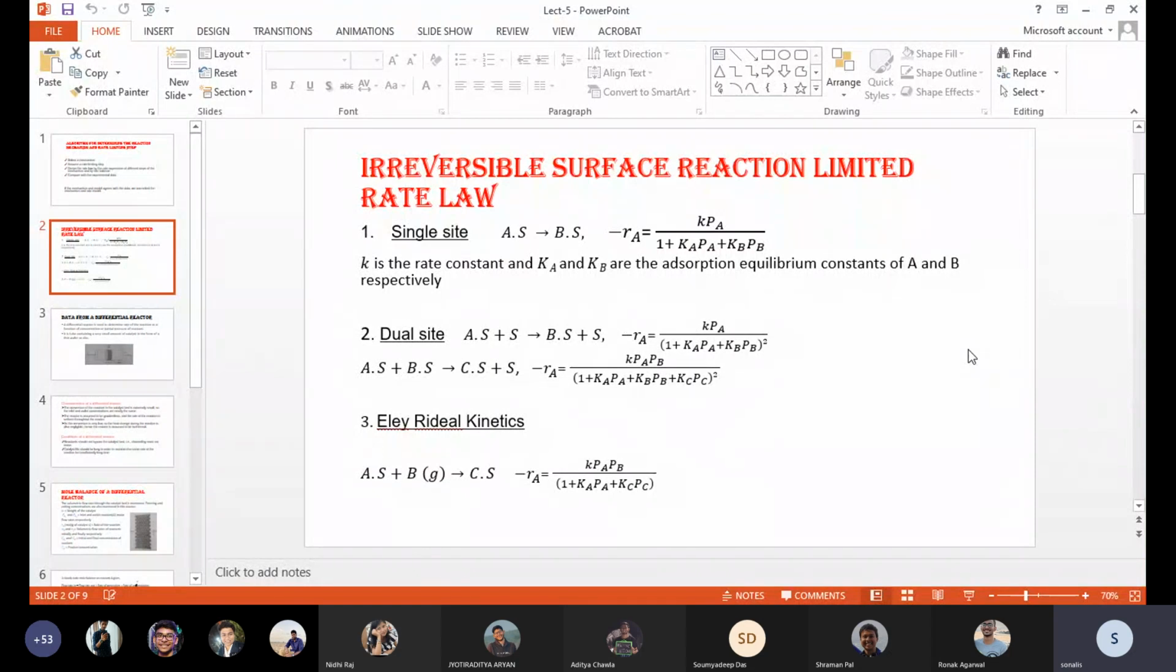Now, in the Eley-Rideal kinetics, I said one of the reactants is not adsorbed. It remains in the gas phase. So, A·S plus B in the gas is giving you C·S. Here a single site is involved. This A·S is forming C·S on the same site. So, minus rA is equal to the forward rate expression kPAPB by 1 plus KAPA plus KCPC. There is no B adsorbed. So, the two adsorbed quantities are put here in the denominator, and as it is a single site, there is no square term.